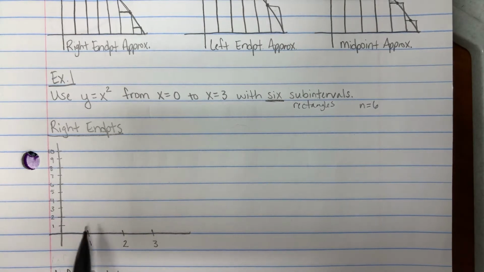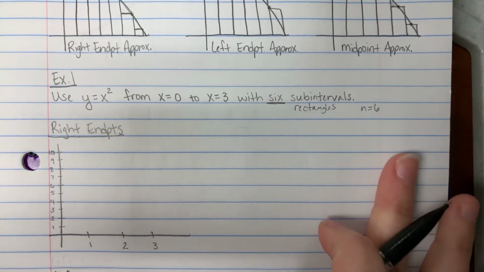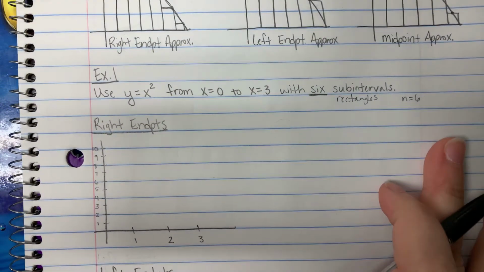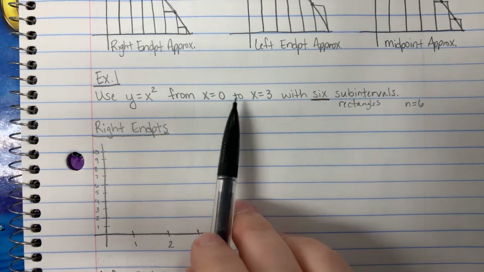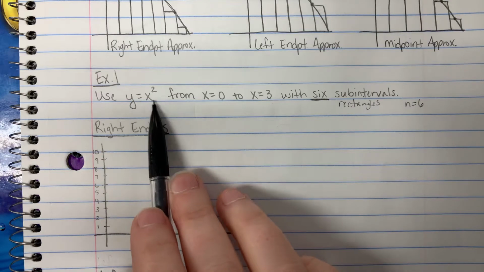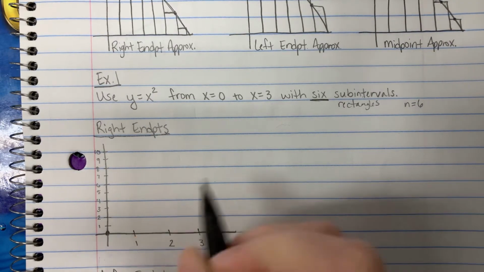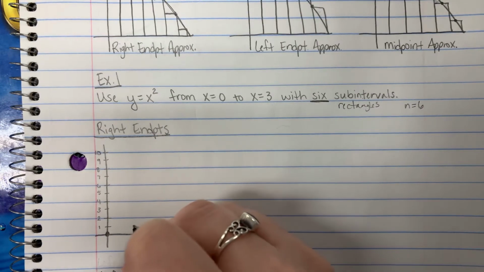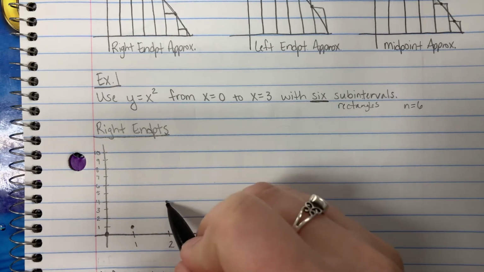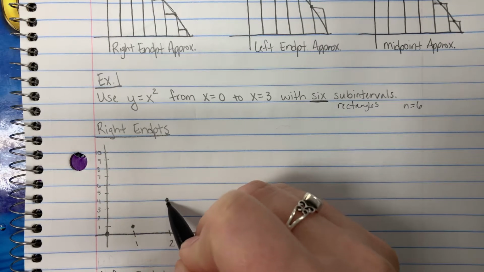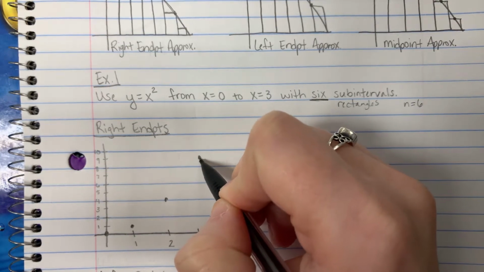Okay, so the first thing I'm going to do is my right one. I'm also going to do a left one and a midpoint one for you to see how to do each of those. But the first thing I have to do is sketch this curve right here. So I'm going to plug in these values from 0 up to 3. If I plug 0 in there, 0 squared is 0. If I plug 1 in there, 1 squared is 1. If I plug 2 in, 2 squared is 4. And if I plug 3 in, 3 squared is 9. So I end up with this curve.